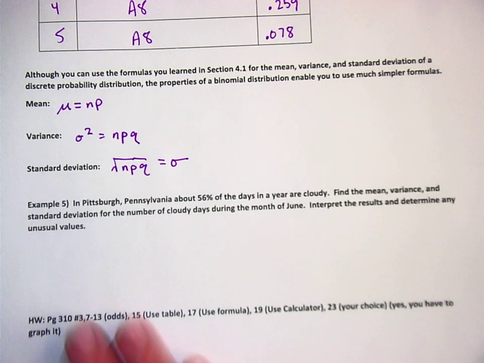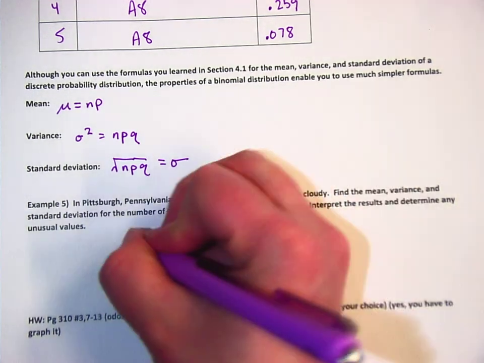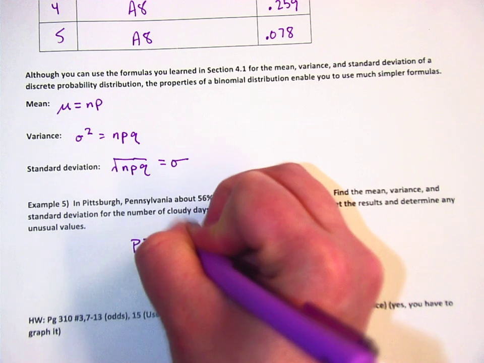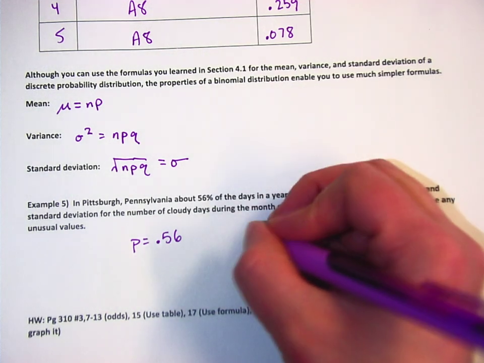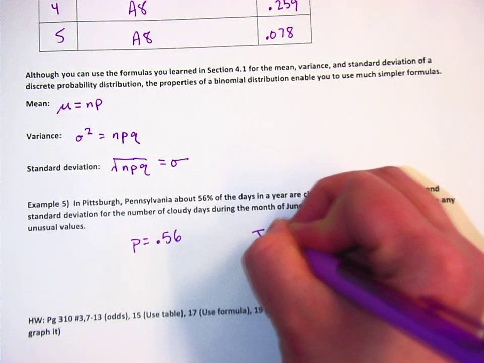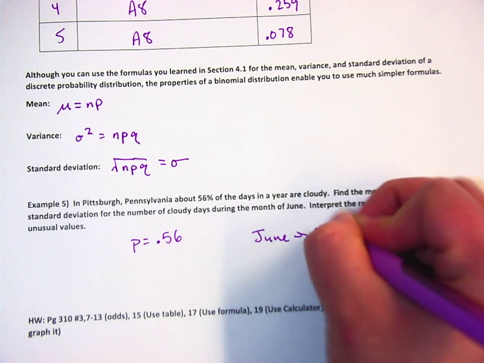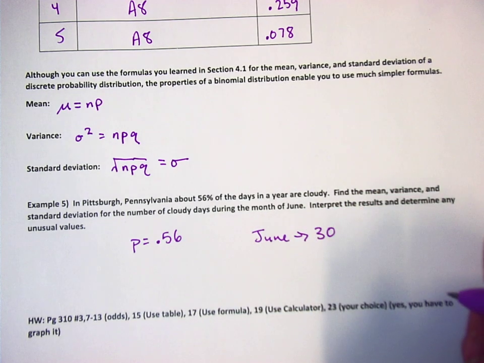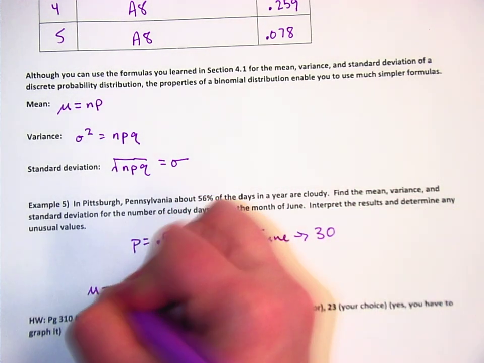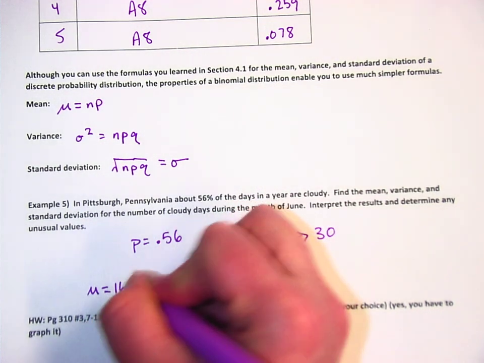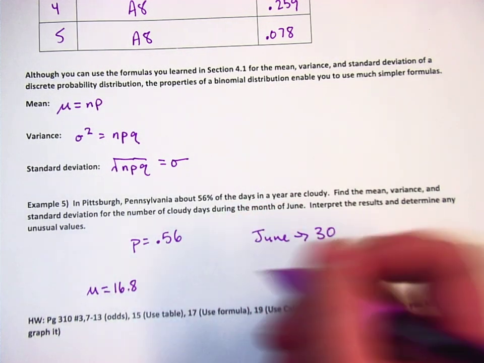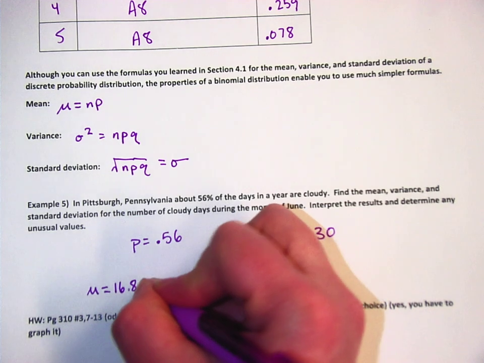So for example 5, in Pittsburgh, Pennsylvania, about 56% of the days in the year are cloudy. Find the mean, variance, and standard deviation for the number of cloudy days during the month of June. June has 30 days, yeah? Yes. Okay, so let's see. The mean would just be 30 times the probability of success. And it is how many days, so you could write 16.8 or you could write 17 days because it is how many days in June.